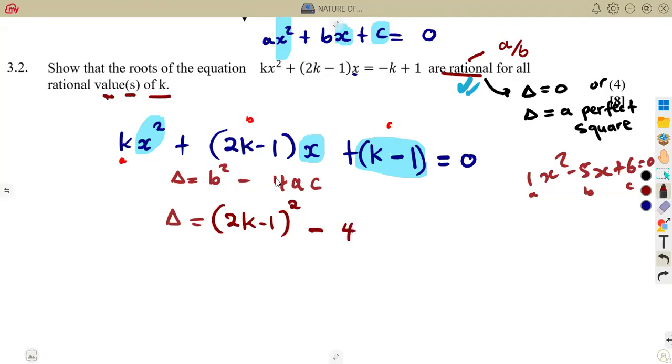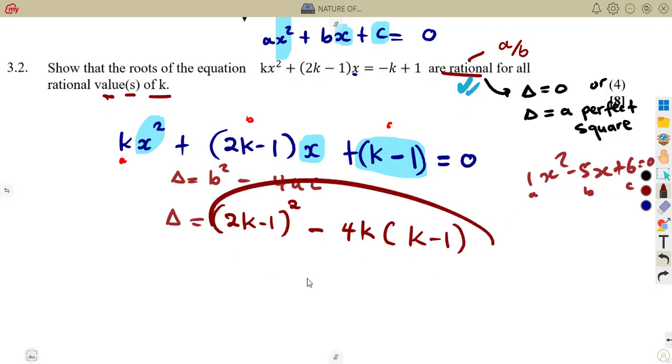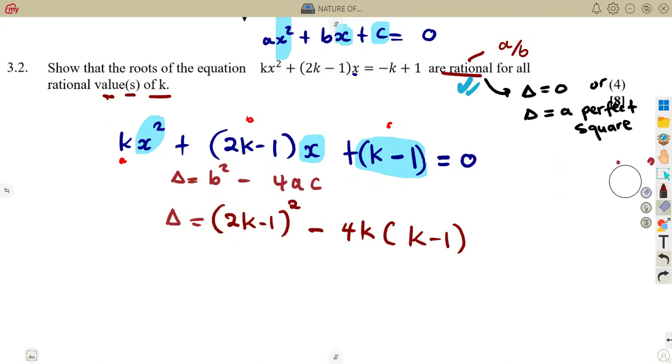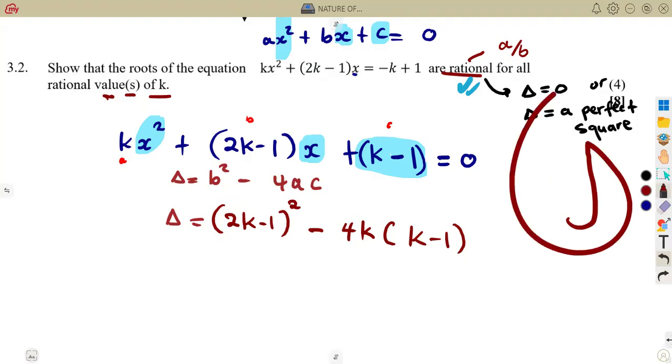Minus 4 times A. Our A is what? The coefficient of x squared, which is k. Into what? C. What is our C? The constant k minus 1. That's a positive there, so it's not affected. So you're going to take this as what? K minus 1, like this. That's your condition. Simplify this so that you properly see, is it going to be a perfect square or equal to 0?